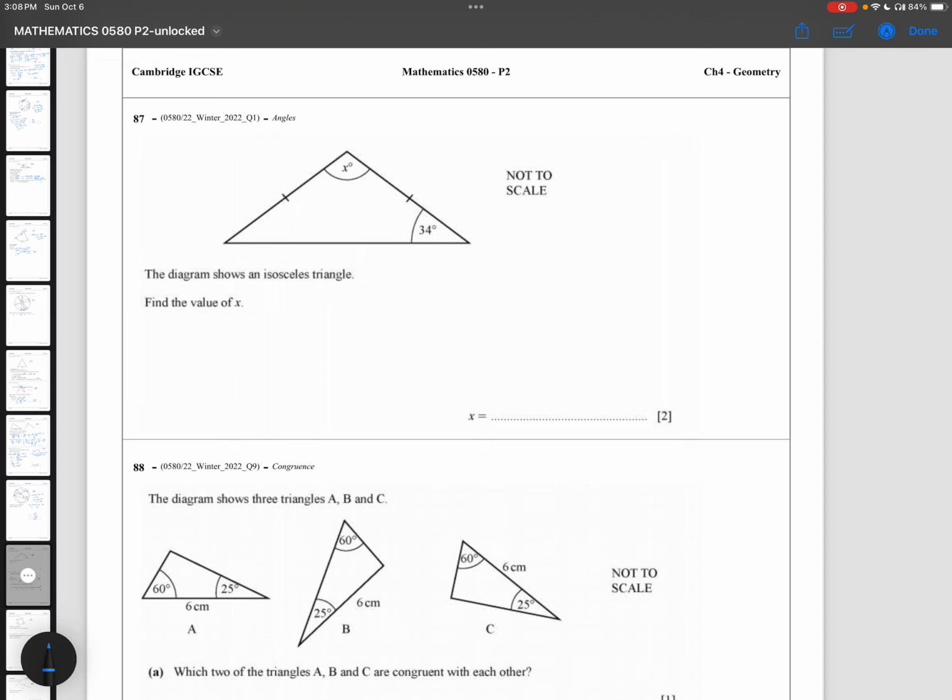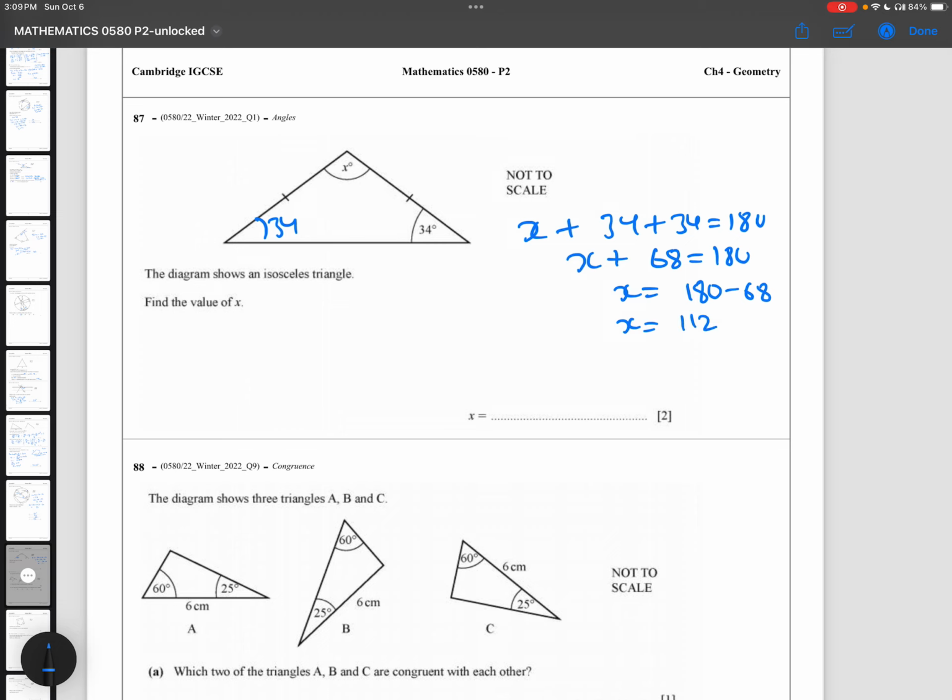Question number 87. The diagram shows an isosceles triangle. We have to find the value of x. If this is an isosceles triangle, then according to the properties of an isosceles triangle, the angles opposite to the equal sides are equal. So this will also be equal to 34. So now x plus 34 plus 34 is equal to 180. x plus 68 is equal to 180. x is equal to 180 minus 68, that is equal to 112.